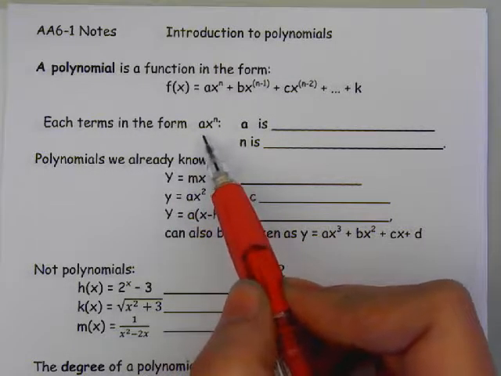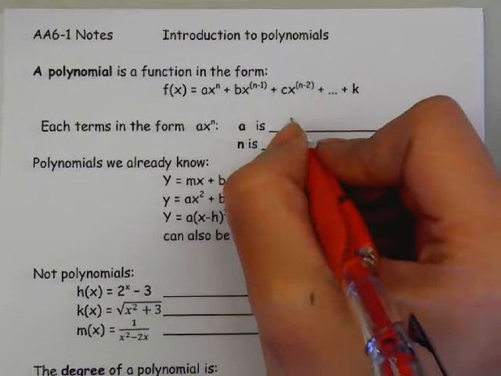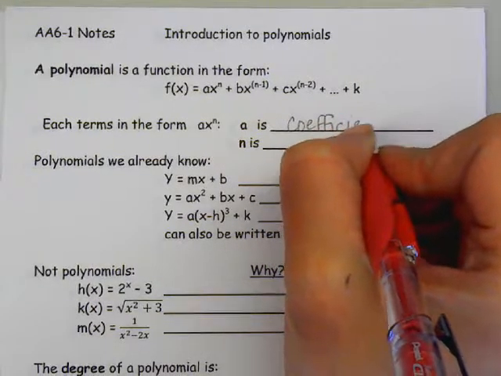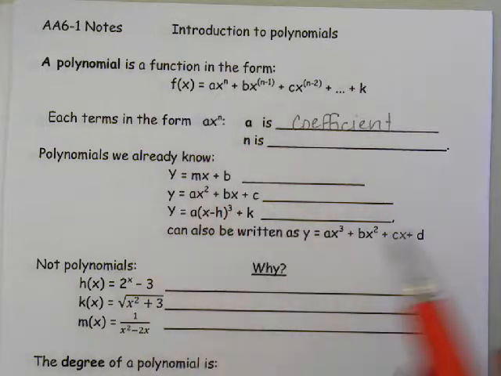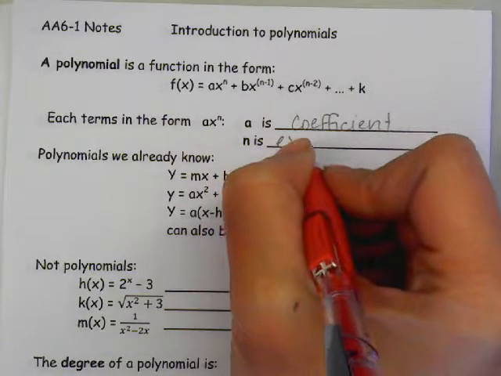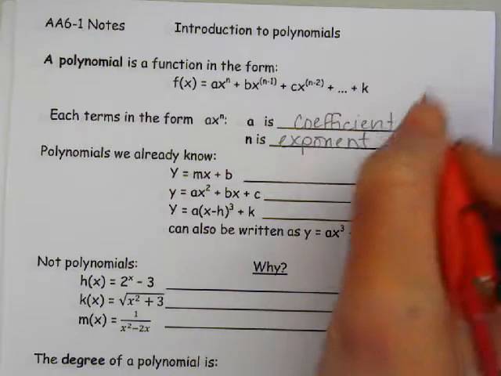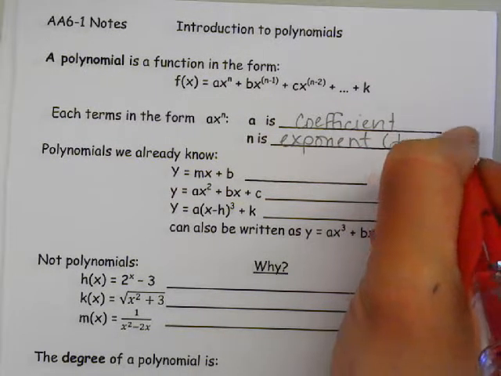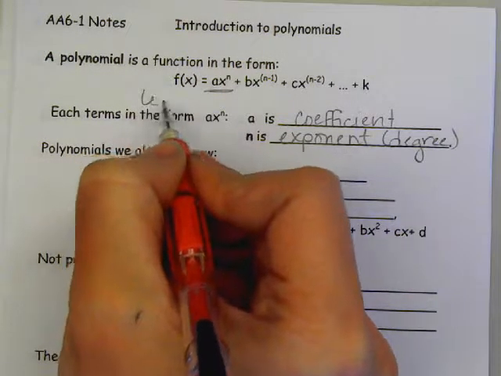So each term is in the form ax to the n. A is the coefficient. A specifically is the leading coefficient, and n is the exponent, which we will also discuss. For the leading term, the exponent is the degree. So that one is your leading term.